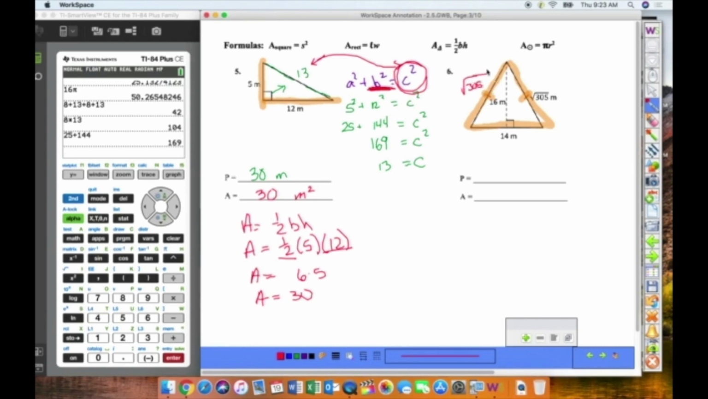Now, a bad thing to do is to punch in the square root of 305 and try to approximate that. We're going to keep things exact. So we need to add these three bad boys together. I need to add this 14, this square root of 305, and this other square root of 305. And we probably haven't added radicals together too often.